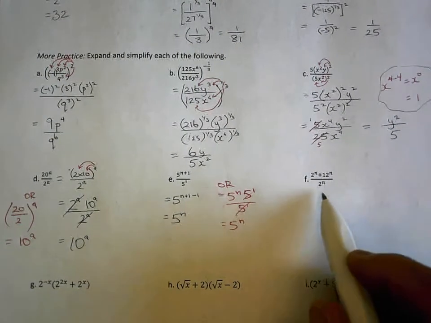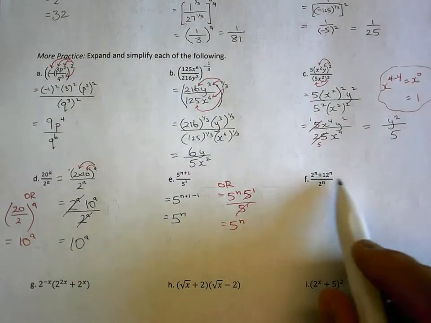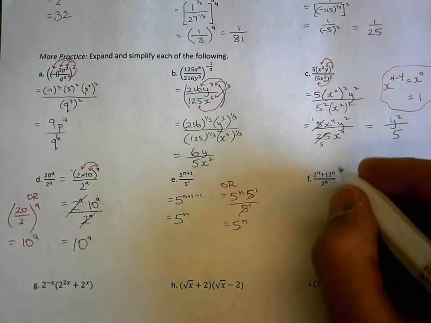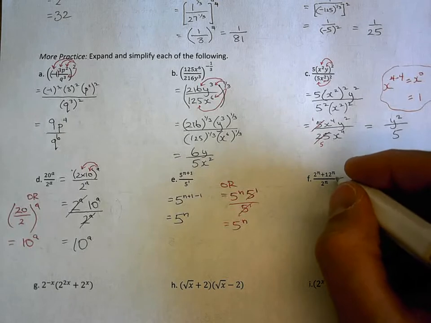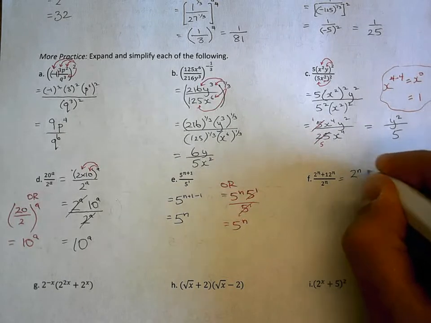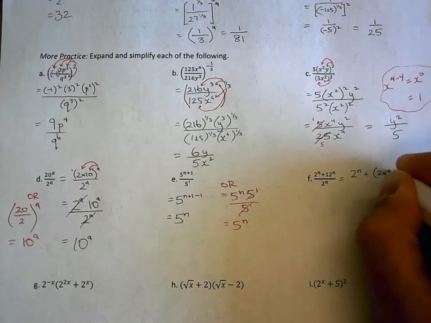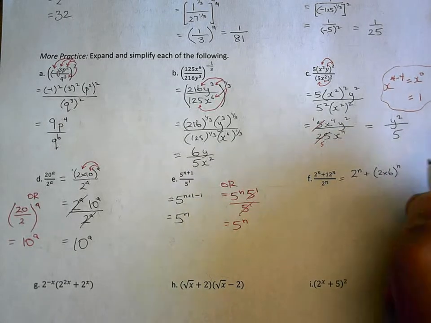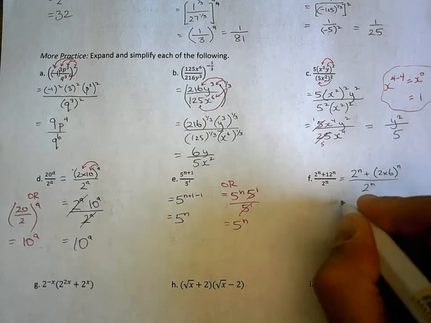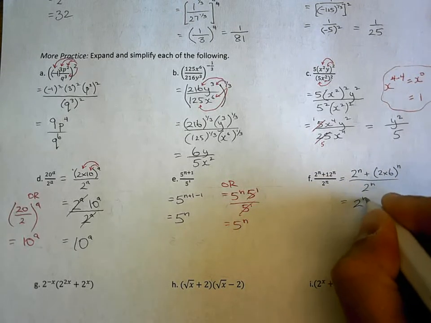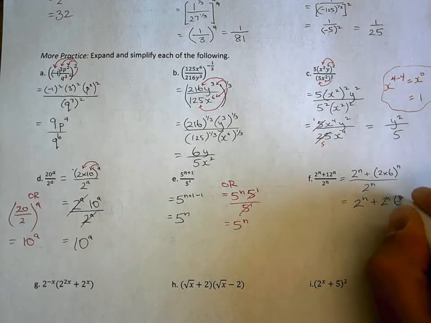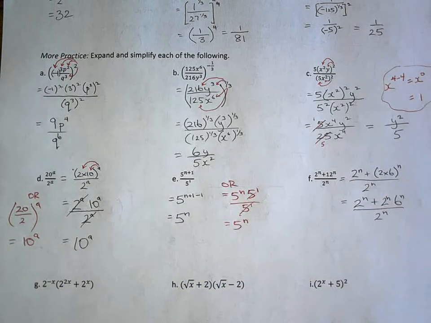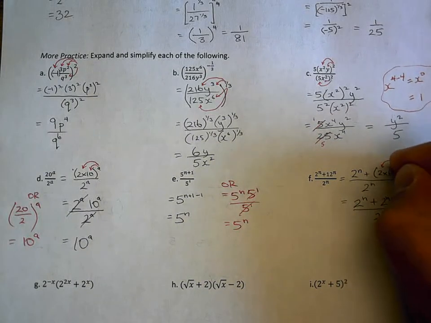Question F. We have 2 to the power of n, so here we're going to use that trick we just did. I can't really divide much in here, but I can rewrite this as 2 to the power of n plus 2 times 6 to the power of n over 2 to the n. So I get 2 to the n plus 2 to the n, 6 to the n over 2 to the n, because that n applies to both of these things.